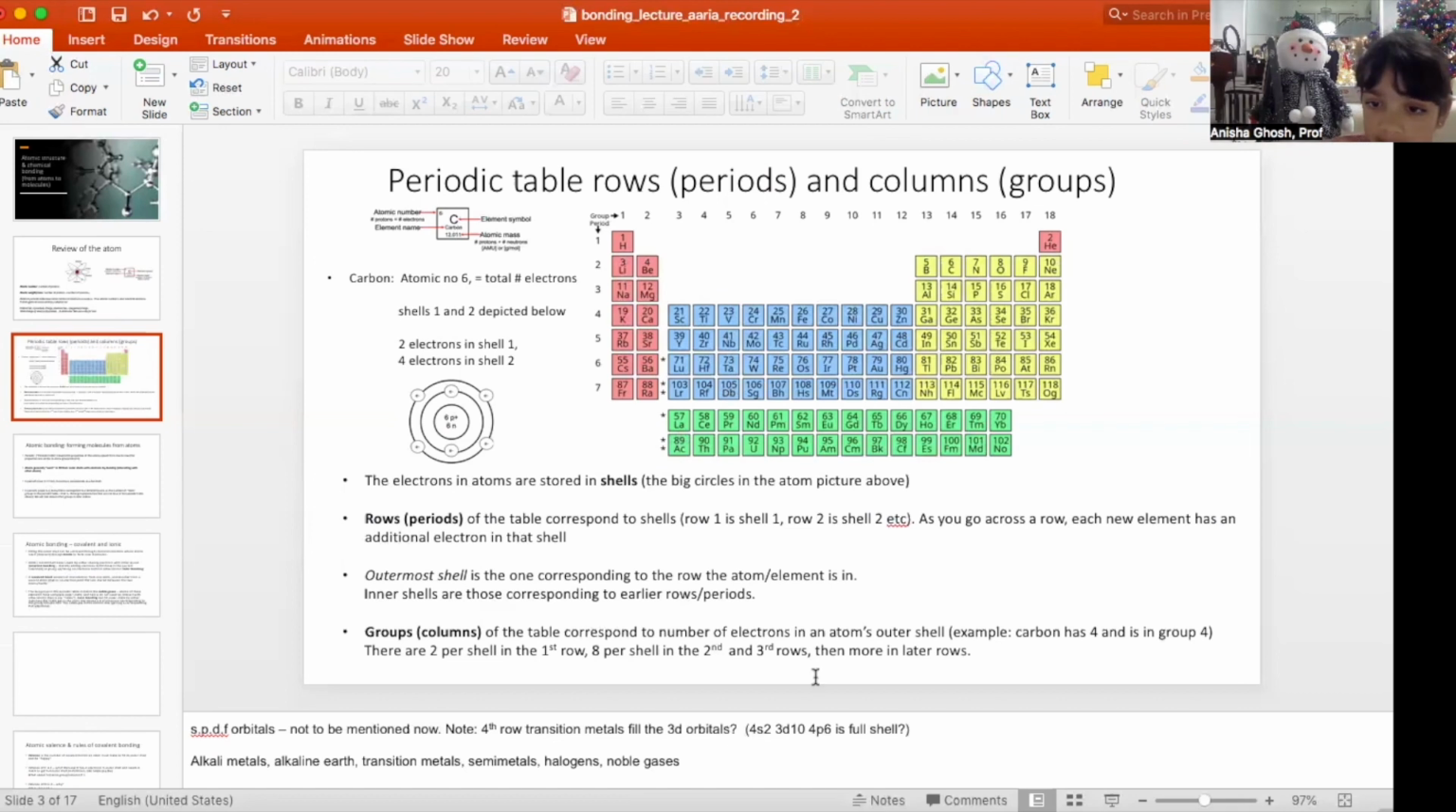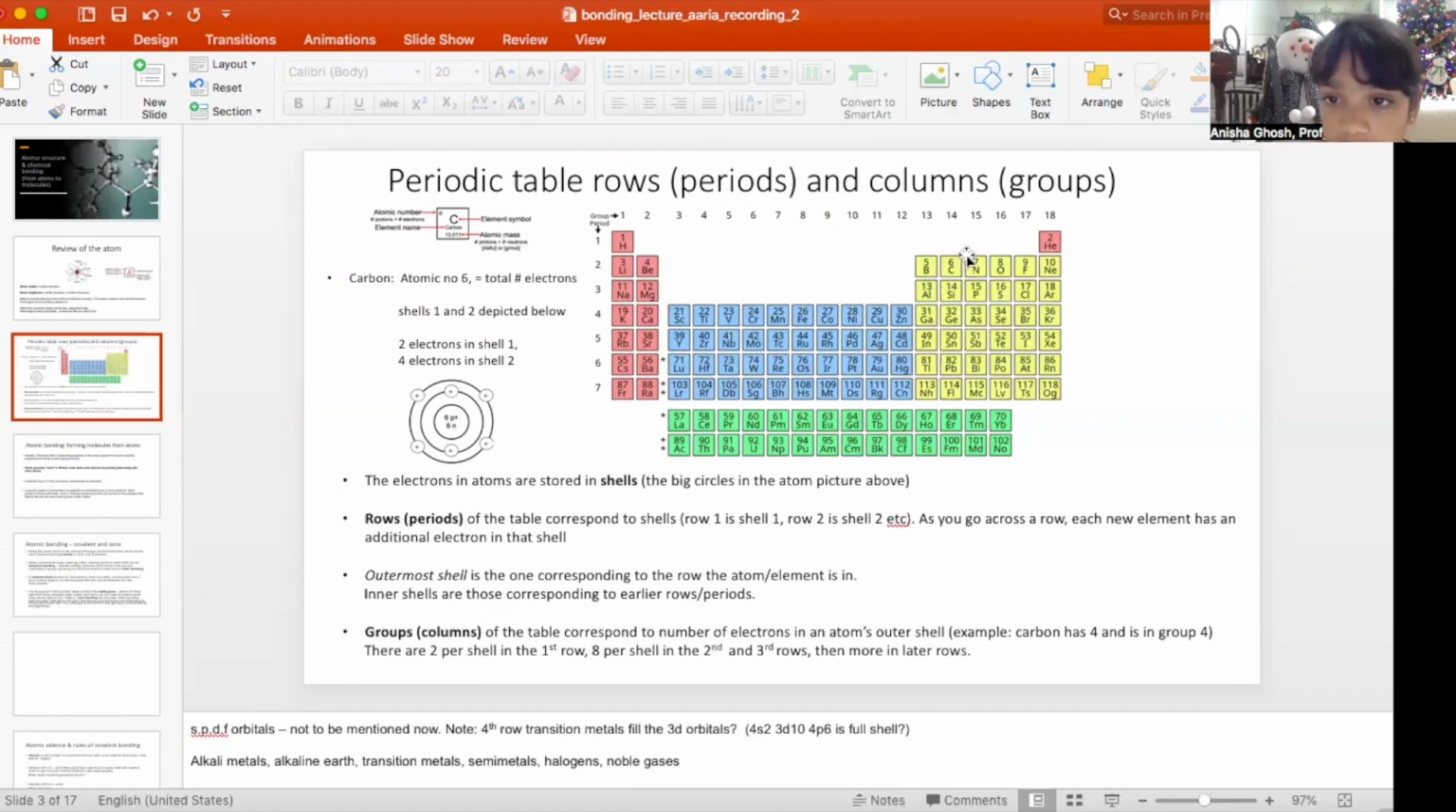So, as I said before, groups are the columns of the table. The outermost shell is the shell corresponding to the row the element is in. If you're in group 1, then you have 1 electron in the outer shell, because hydrogen only has 1 shell, so that's also its outermost shell.